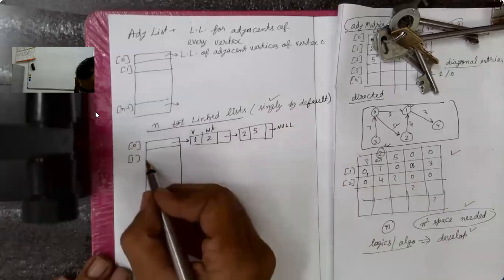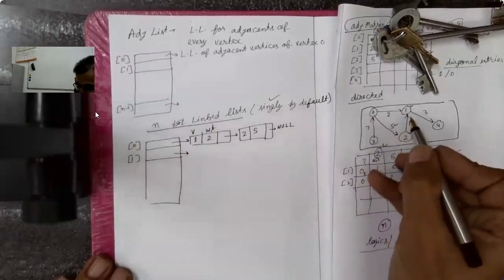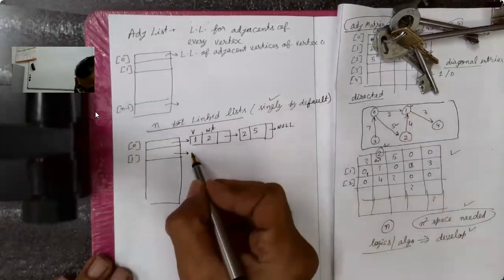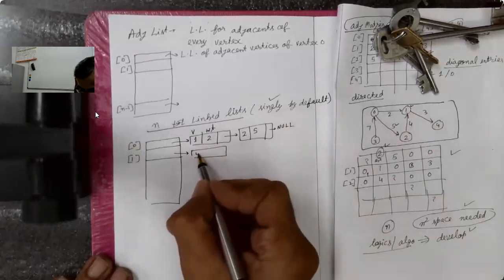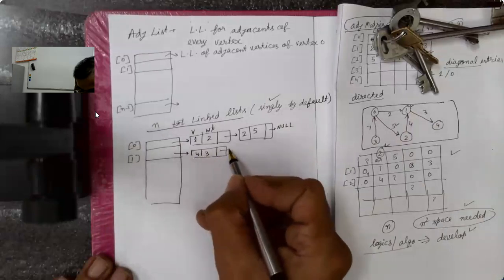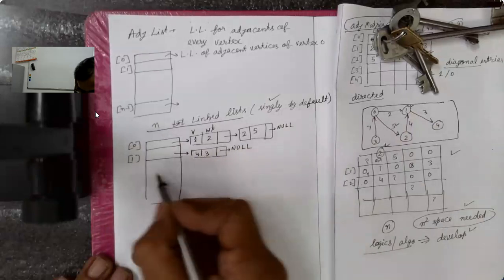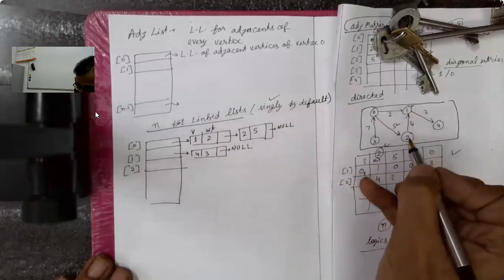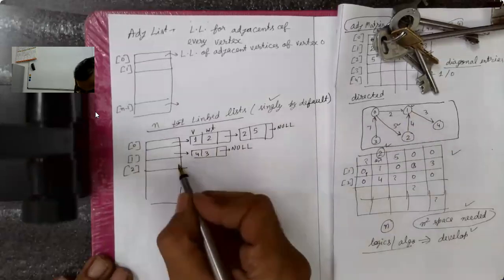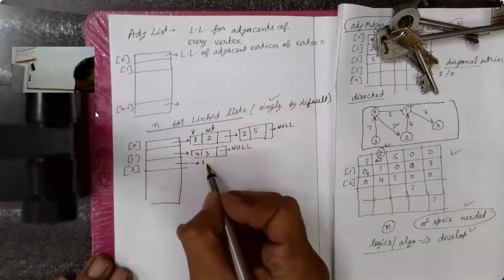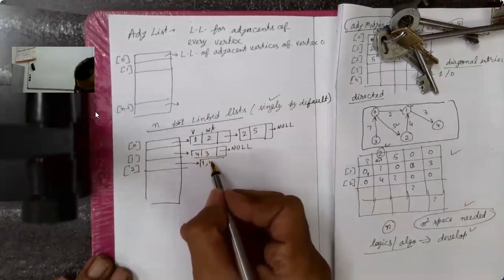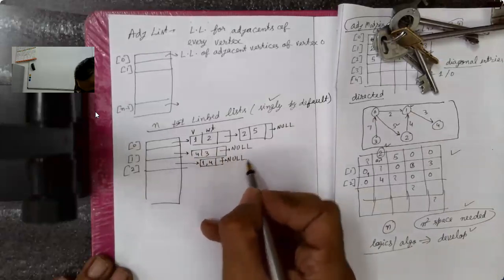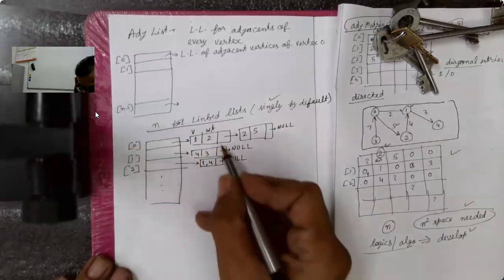Similarly, for vertex 1, it has only one outgoing edge, to vertex 4, weight 3, and null. Vertex 2, is there any outgoing edge of vertex 2? Yes, 2 to 1. So it is going to vertex 1 with weight 4 and the rest being null. And similarly for others.